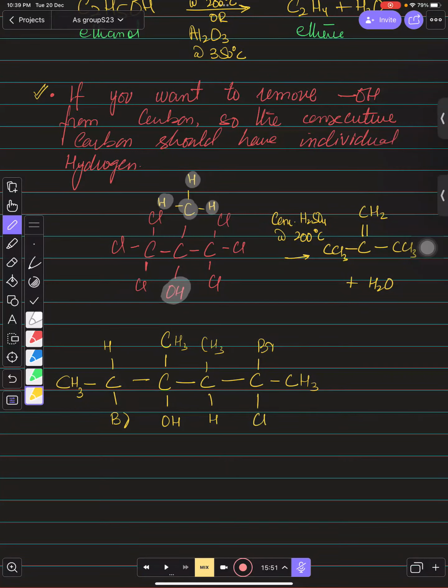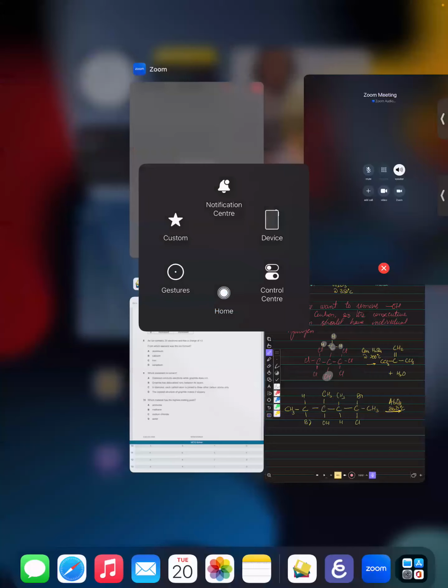So let's draw how many possible structures are there if you give them aluminum oxide with 350 degrees Celsius temperature. तो जरा मुझे बना के दिखाएं कि कितने पॉसिबल स्ट्रक्चर्स आप इसके बना सकते हैं, कि सर इतने पॉसिबल, इतनी जगह पर डबल बॉन्ड आ सकता है. So let's try.